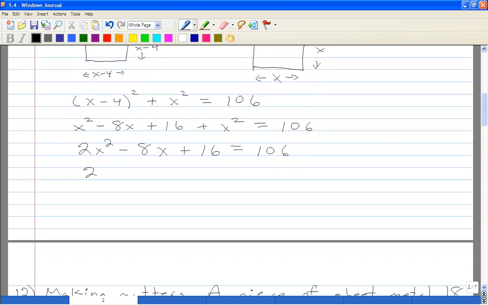So 2x squared minus 8x minus 90 is equal to 0. Divide both sides of my equation by 2. So I get x squared minus 4x minus 45 is 0.